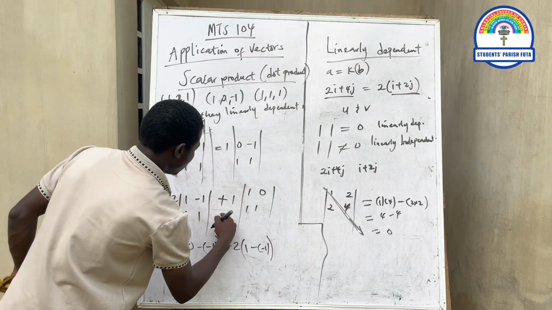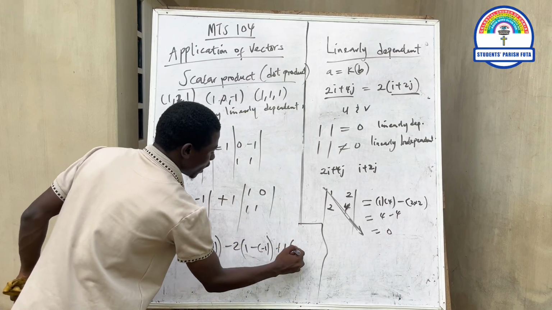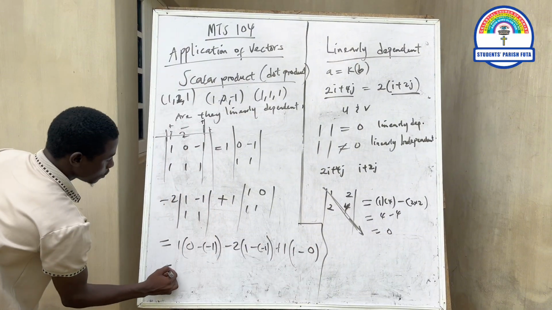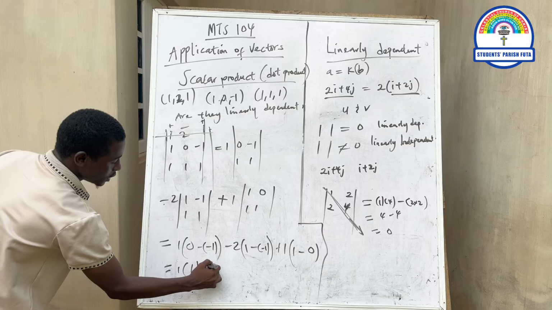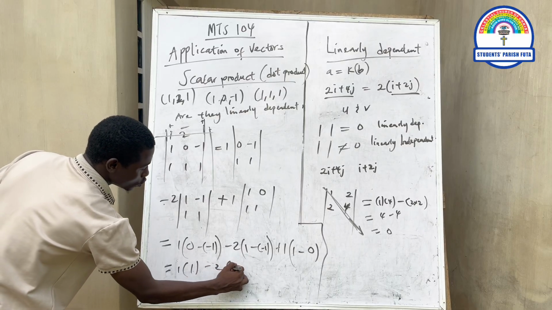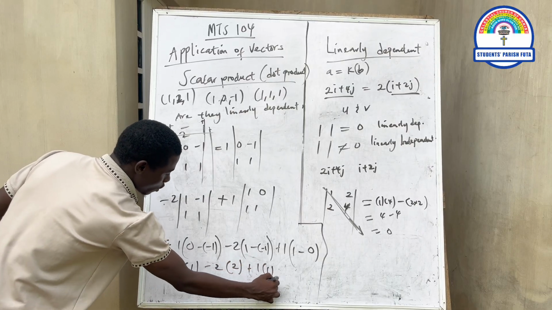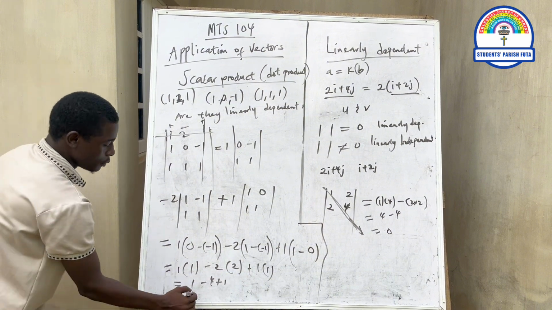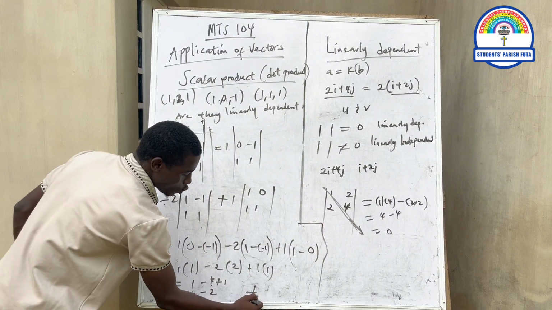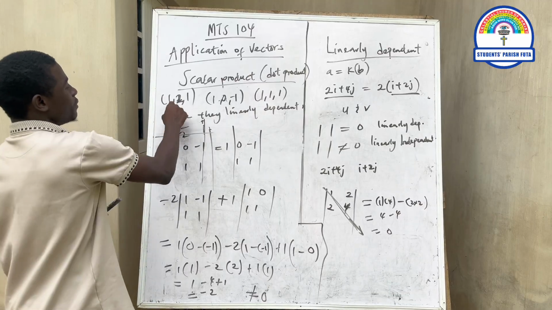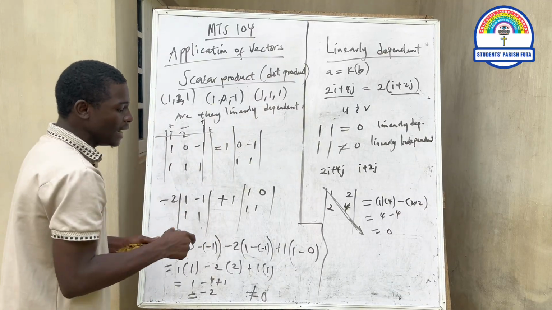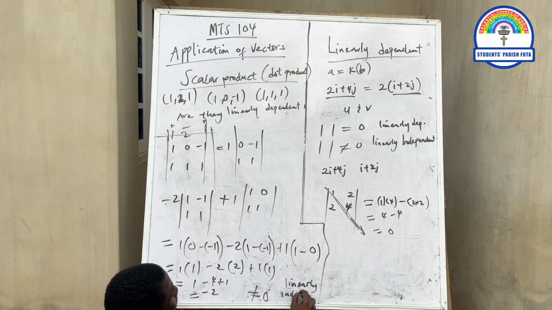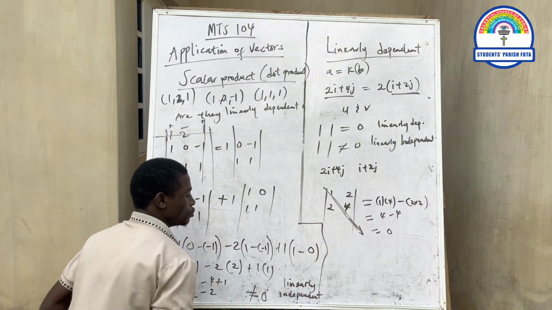Let me line this up please. Then you have plus 1, 1 times 1 is 1, minus 1 times 0 is 0. So you have 1 minus 2, 1 plus 1 is 2, plus 1 times 1 is 1. So you should have 1 minus 4 plus 1, that is minus 3 plus 1, that is minus 2. Since it is not equal to 0, these 3 vectors are linearly independent. They are linearly independent since it is not equal to 0.